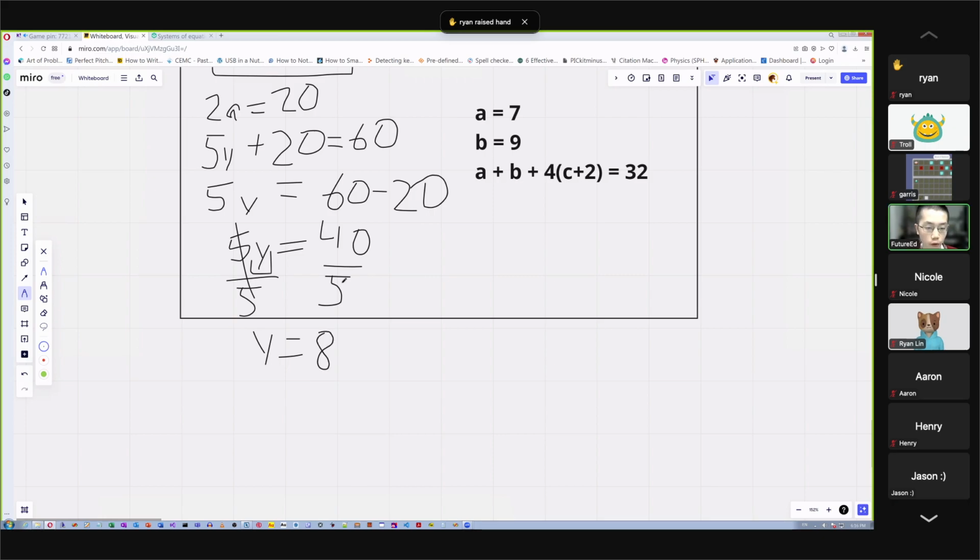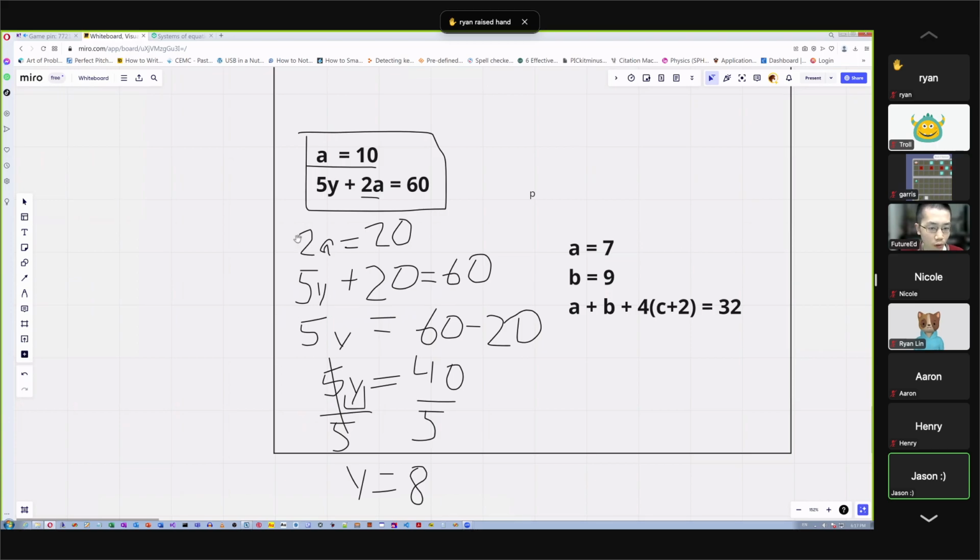Awesome. So what if, instead of 8, you found out for some reason that 40 divided by 5 is equal to 6? Let's say you found out that y is equal to 6. Pretend we found out y was equal to 6. How do you verify or check this? You have to do 5 times 6 plus... I'll let Henry verify this one.